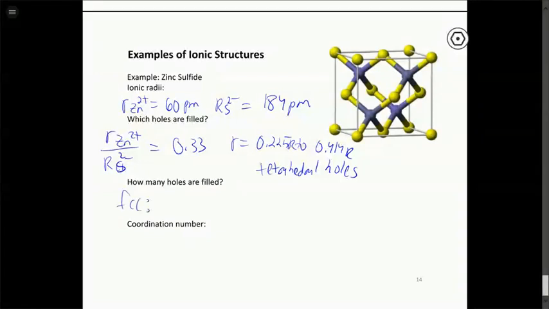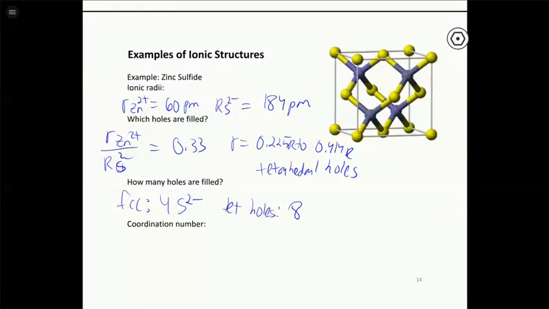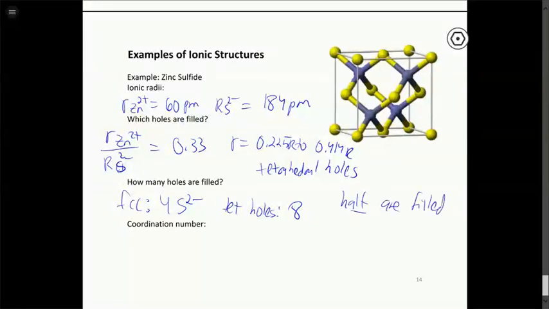In a face-centered cubic lattice, we have a total of 4 ions, as we saw, so there's going to be 4 sulfides. But for the tetrahedral holes, we have a maximum of 8. So we want to have equal numbers of cations and anions. The formula is zinc sulfide, just ZnS. So that means we're only going to fill half of our tetrahedral holes to make sure we have the same number of cations and anions. In other words, if we fill half of those tetrahedral holes, we get 4 zincs and 4 sulfurs, which has the empirical formula ZnS.